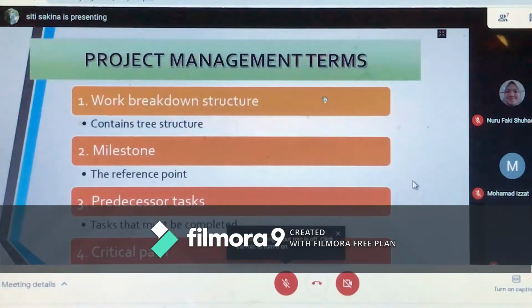Question number 10. Explain the following project management terms. Term number 1, work breakdown structure. What is a work breakdown structure? A work breakdown structure is a hierarchical and incremental decomposition of the project into phases, deliverables, and work packages. It is a tree structure which shows a subdivision of effort required to achieve an objective. For example, a program, project, and contract.